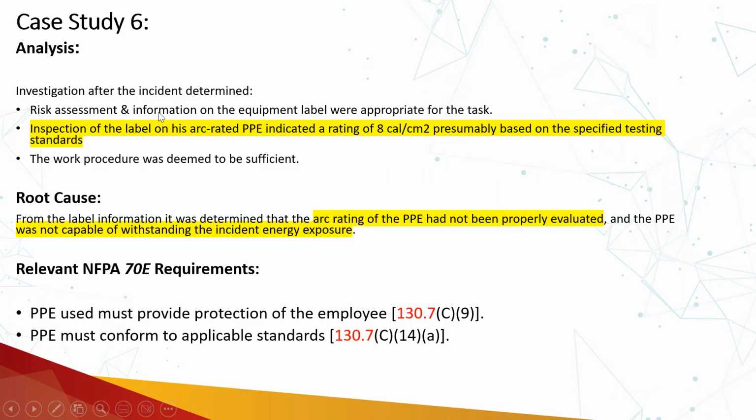The risk assessment and information on the equipment level were appropriate for the task. Inspection of the label on his arc-rated clothing indicated 8 cal/cm², principally based on a specific testing standard, but it was not based on the testing method specified by the NFPA. The work procedure was deemed to be sufficient. So there was no issue with the work procedure, and no issue with the risk assessment and the information.